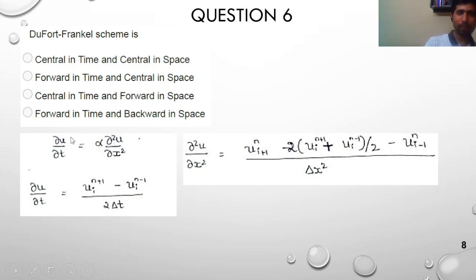In the forward time central space scheme, instead of u i at n, you are taking u i at n minus 1. And in the spatial coordinate you are taking u i at n, you will end up with u i at n. Here you are taking it as an average, the average of u at i at n plus 1 and n minus 1, divided by 2.